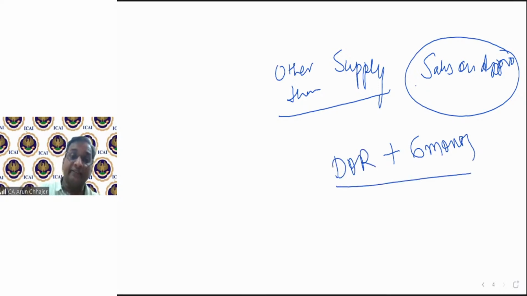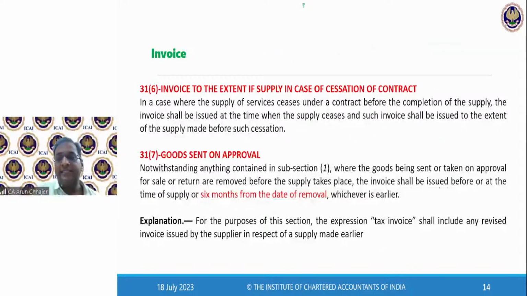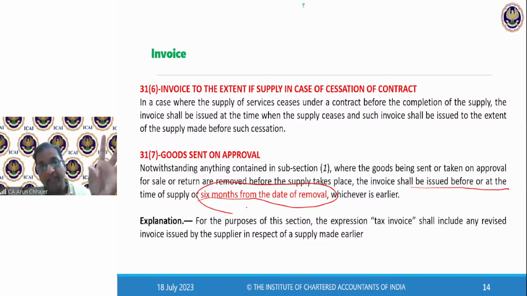Let me read the provision once again. The invoice shall be issued before or at the time of the supply or 6 months from the date of the removal, whichever is earlier. Everyone please confirm that the concept of supply, other than supply, date of removal, 6 months, everything is clear to all. 6 months is maximum. Let's say after 1 month, the customer is saying now the goods is okay. So on completion of 1 month, when the customer conveys the acceptance, it will be treated as supply. Maximum time limit is 6 months from the date of the removal.